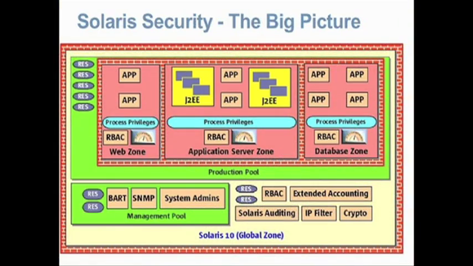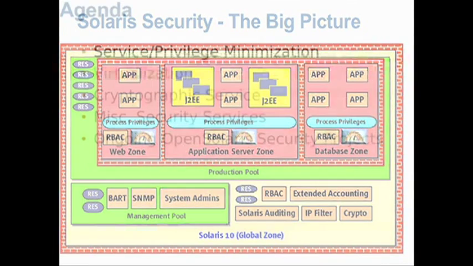So this is what we often see as the big picture. We end up with all these individual features building up into a big architecture that can secure multiple services sitting on a single machine using many different parts of the individual features. I'm going to touch on bits of RBAC, bits of privilege, zones, auditing, everything as we go through this. And then you can take that and layer it across multiple different machines as well.